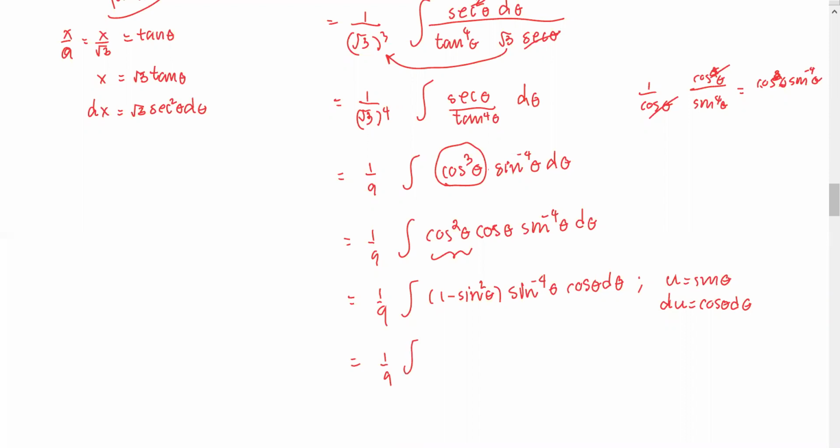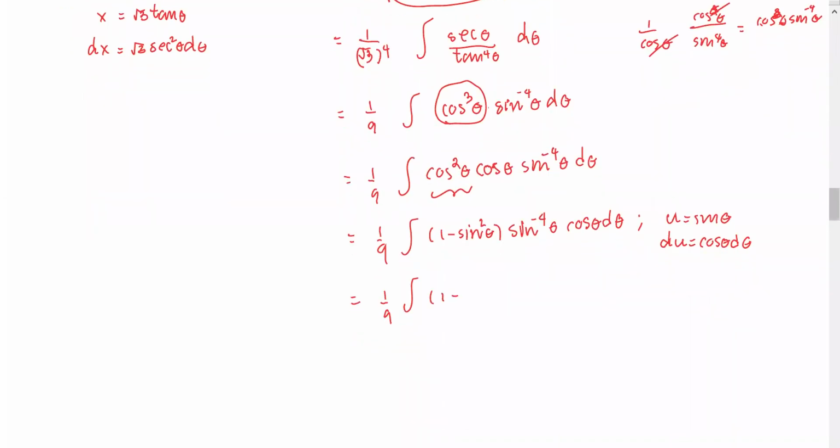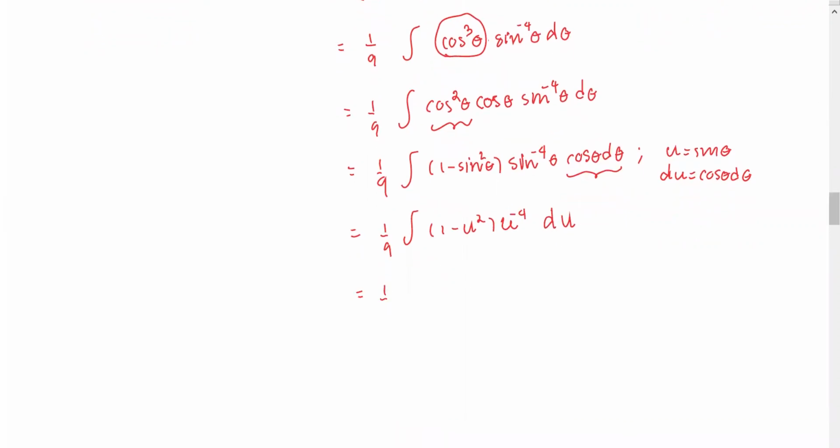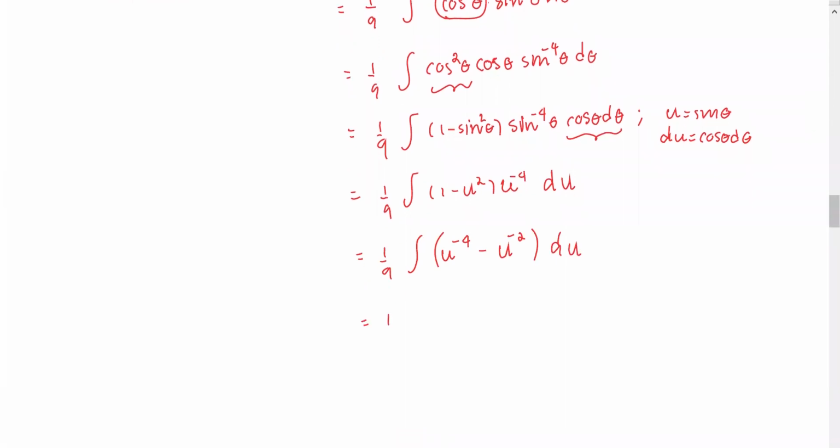Substitute into the integration. Now we have 1 minus u squared multiplied by u to the negative fourth. The cosine theta d theta is now du. Simplify the integrand to get the integral of u to the negative fourth minus u to the negative second with respect to u. The antiderivative of u to the negative fourth is u to the negative third divided by negative 3. The second term, u to the negative second, the antiderivative is u to the negative first over negative 1.